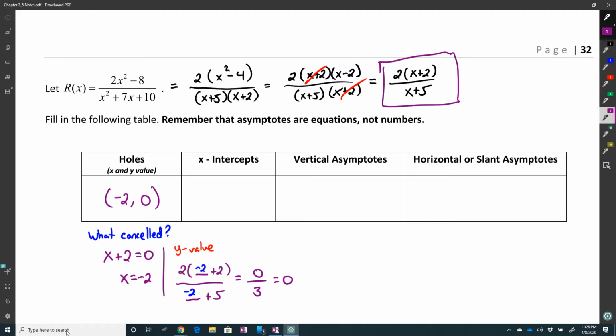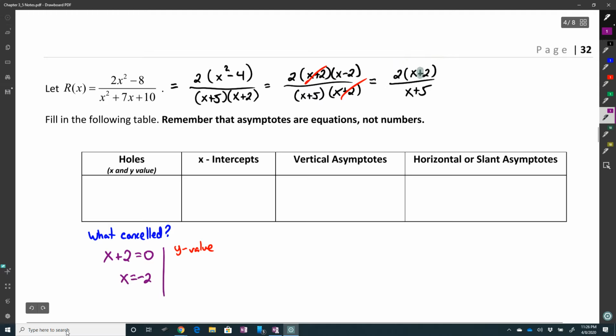Let's see. Oh, I can't win today. I just can't. It's not happening. I'm making every little mistake I can possibly make. The minus 2 is the one that stayed.